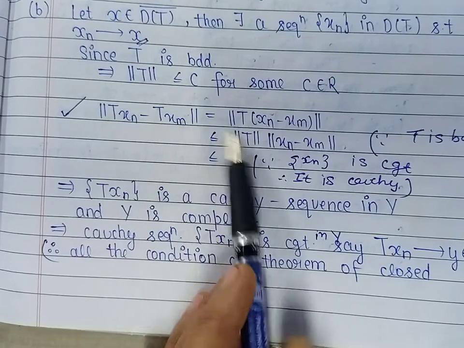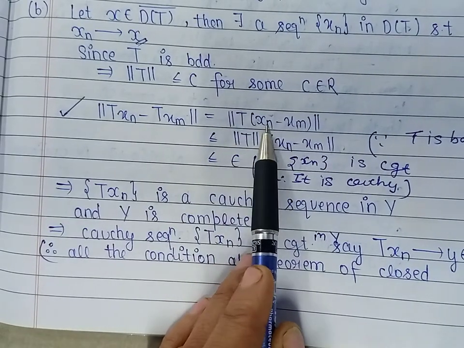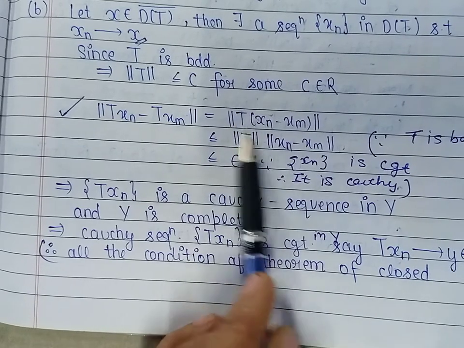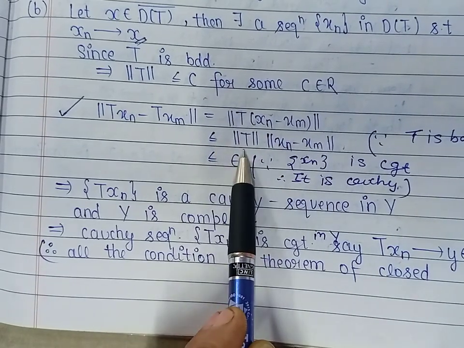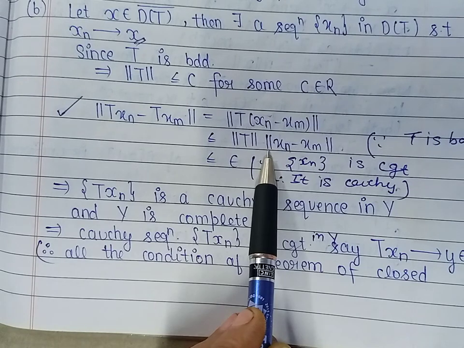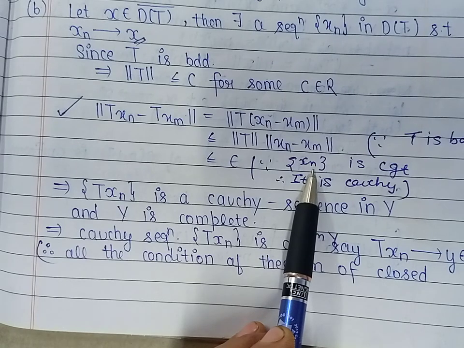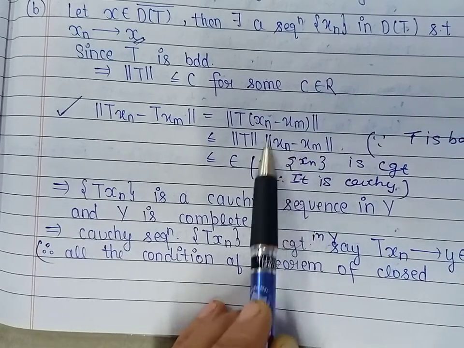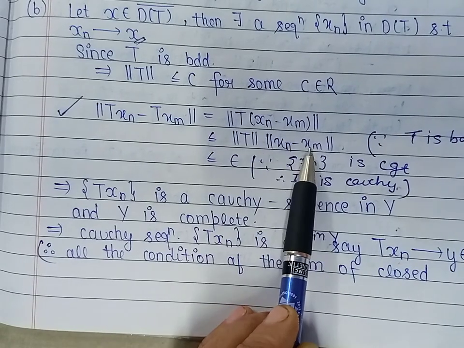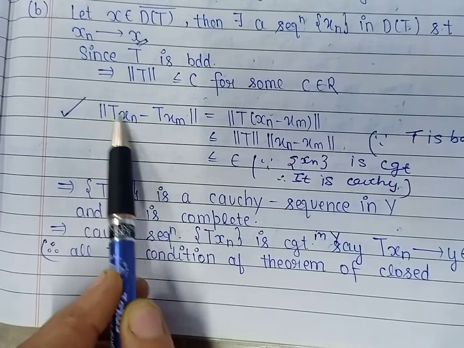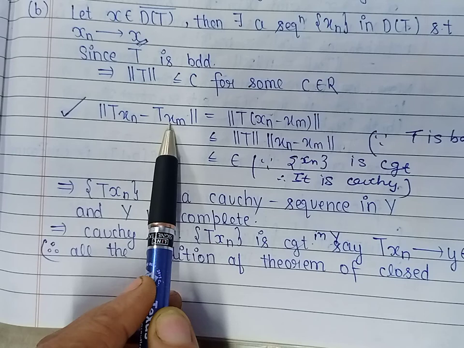Now this can further be written as norm of image of x_n minus x_m under T. Now because T is a bounded linear operator, by definition of boundedness, this will be less than or equal to norm of T into norm of x_n minus x_m. Now because the sequence x_n is a convergent sequence and therefore it is a Cauchy sequence, this expression will approach 0 as n and m approach infinity, and therefore norm of Tx_n minus Tx_m approaches 0 as n and m approach infinity.